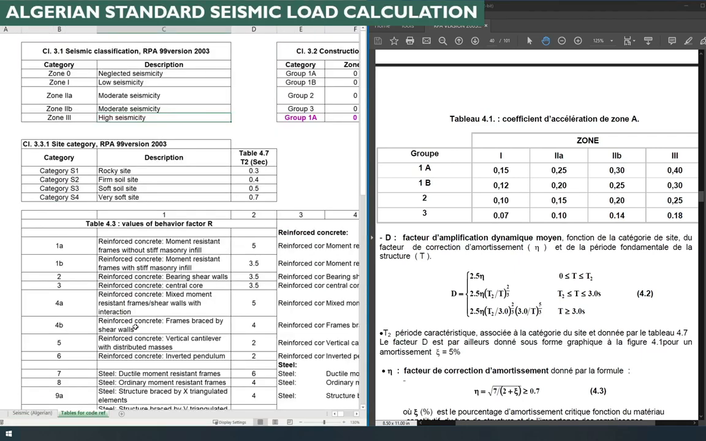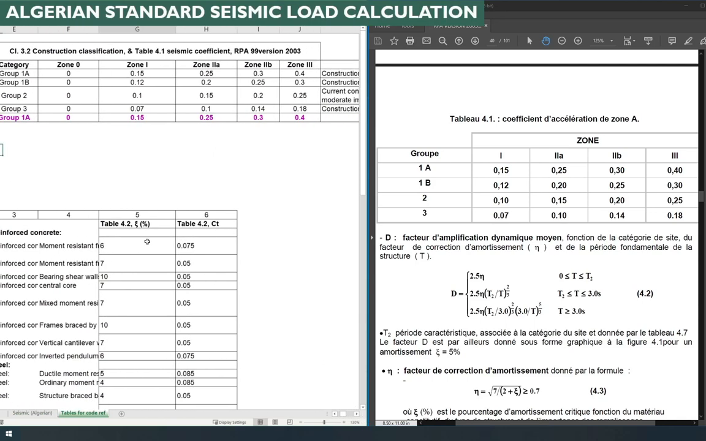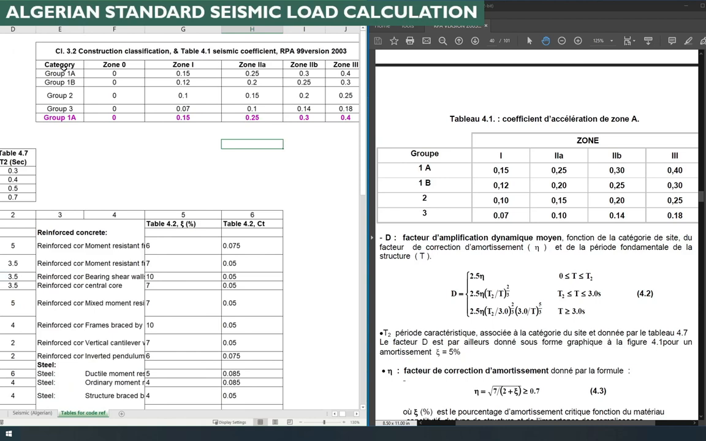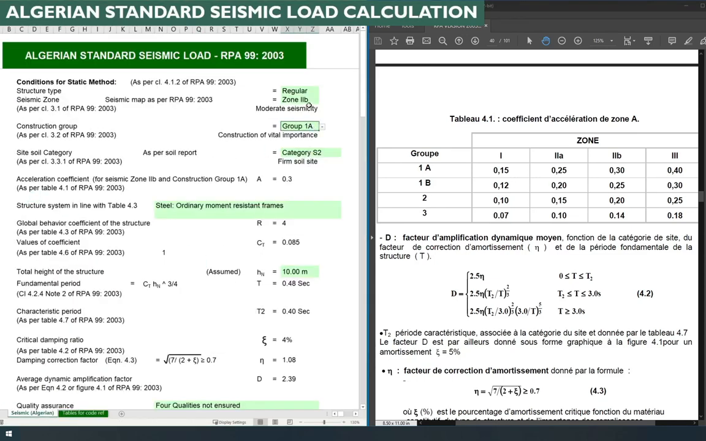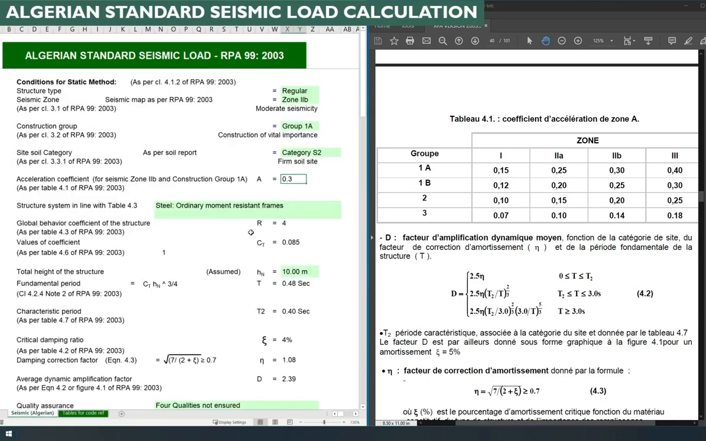On the left hand side, what I did is I made a table, applying the values which are mentioned in table 4.1 here, those zone factors as per the category and the construction category, and all those things. That value I extracted from this table. And finally, by selecting these two drop down lists, seismic zone and construction group, the value of acceleration coefficient can be extracted from the table which is shown here. So thus I am getting the acceleration coefficient A as 0.3.